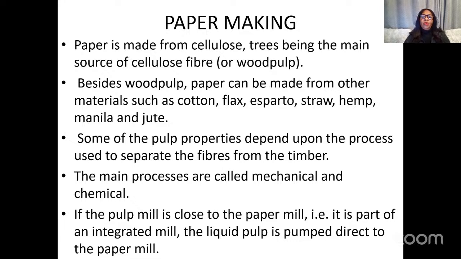Besides wood pulp, paper can be made from other materials. I think I mentioned it in our first lecture. Other materials like cotton, flax, asbestos, straw, hemp, manila, jute. Some of the pulp properties depend upon the process used to separate the fibers from the timber. The main processes are called mechanical and chemical, which you already know.